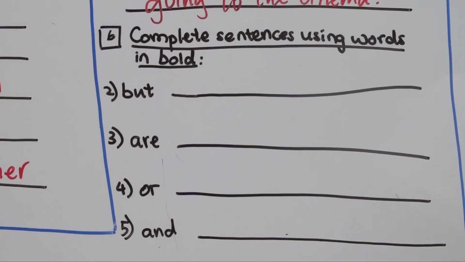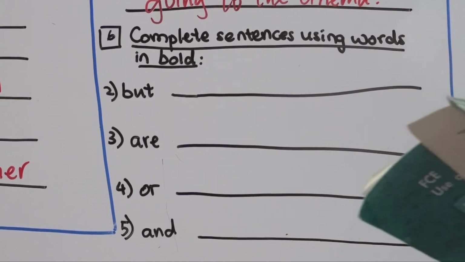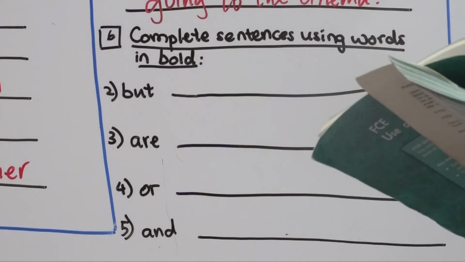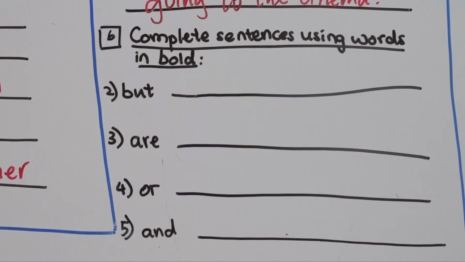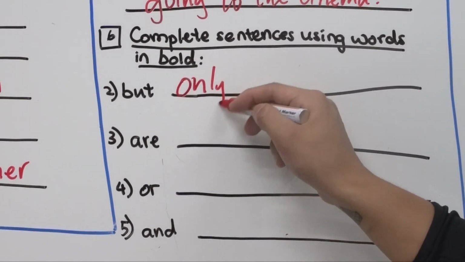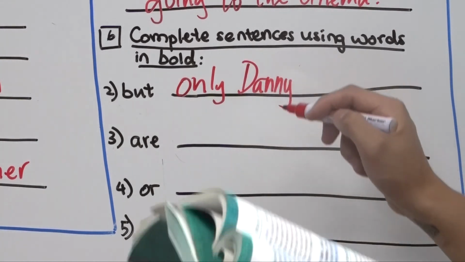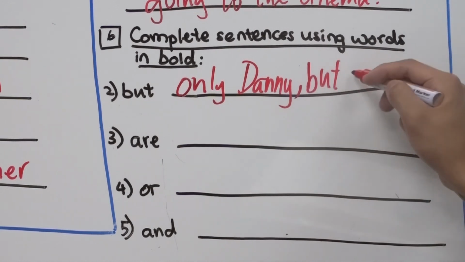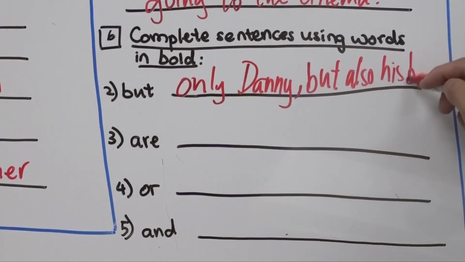So the word is but. Danny can speak Chinese, and so can his brother. So this is a positive sentence, right? They both can speak Chinese. So if we use both, we can say, both Danny and his brother can speak Chinese. But here we have the word not. So it should be not only, right? Not only Danny, comma, but also his brother can speak Chinese, okay? So not just him, also his brother can speak Chinese, right?